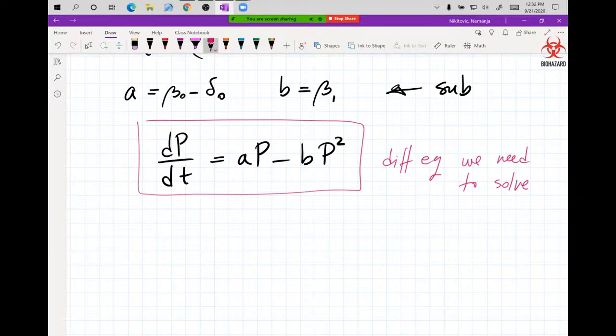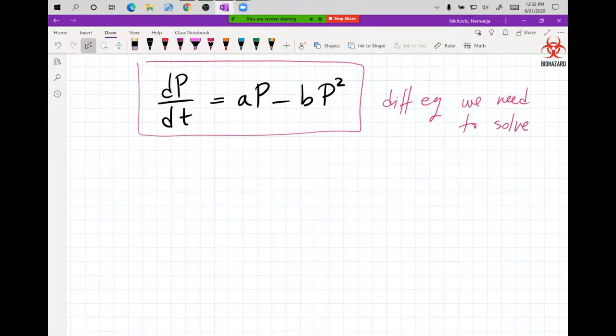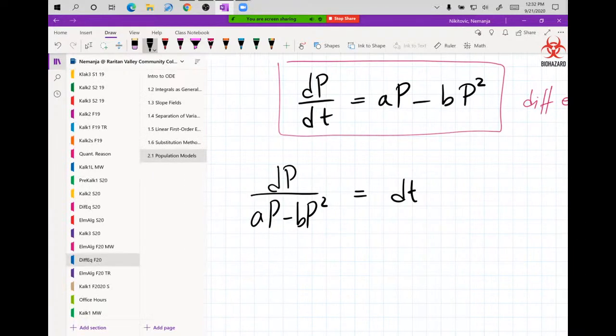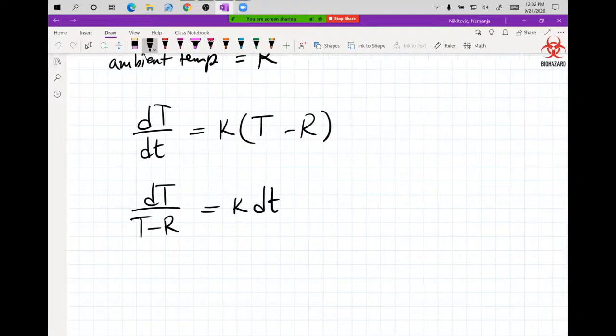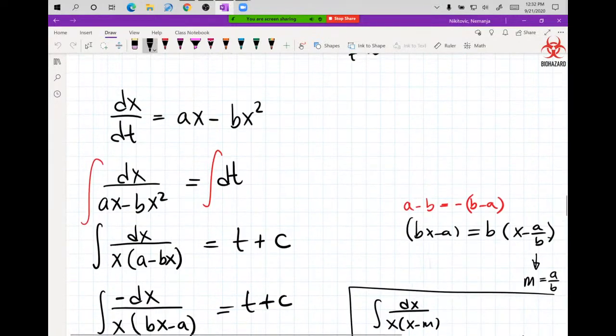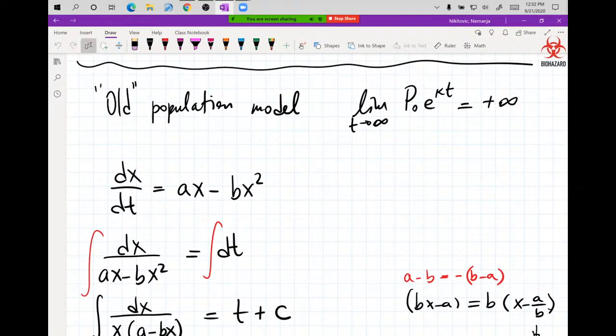Now we can use the basic separation of variables procedure and go through those calculations. So we have dP over AP minus BP squared equals dt, and we just follow the situation. I believe we already did this when I did separation of variables. We didn't do it for Newton's law of cooling, but there it is, right? See, this whole procedure, except I had x's instead of p's.